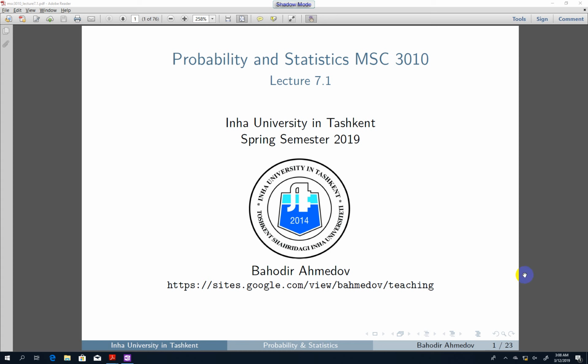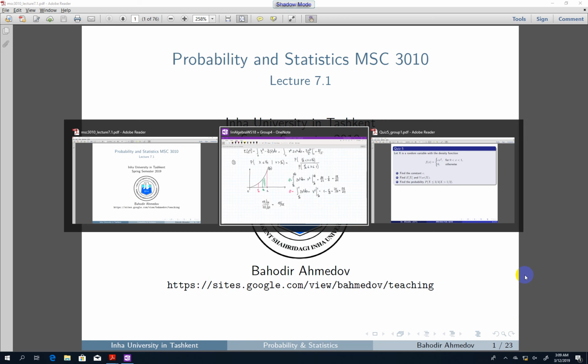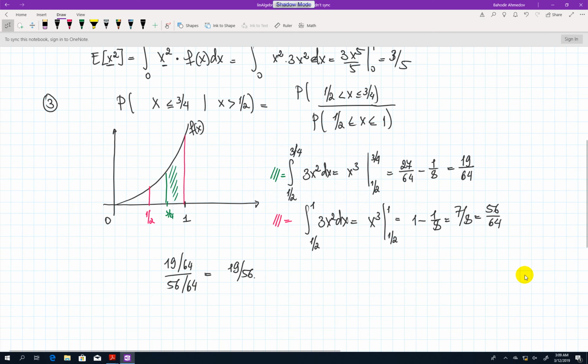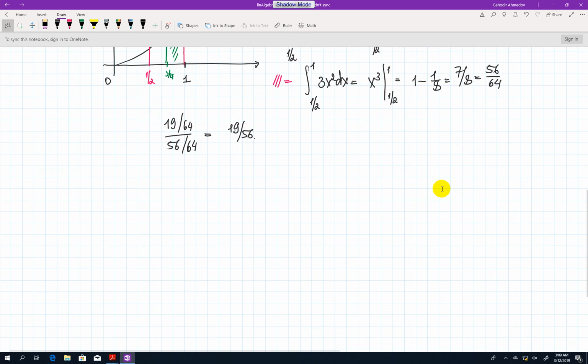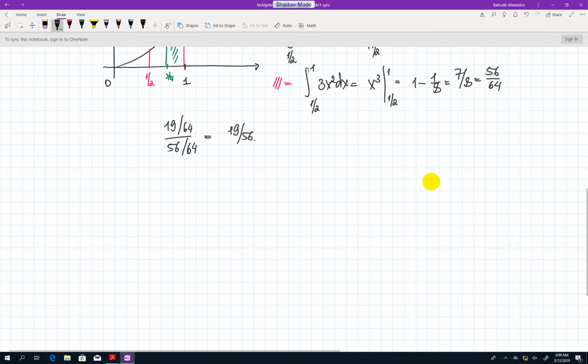Okay? So today we're going to talk about the uniform distribution and the normal distribution. So we talked about this in the last lecture as well. We say that X has the uniform distribution in some interval between A and B if the points in this interval are equally dense.